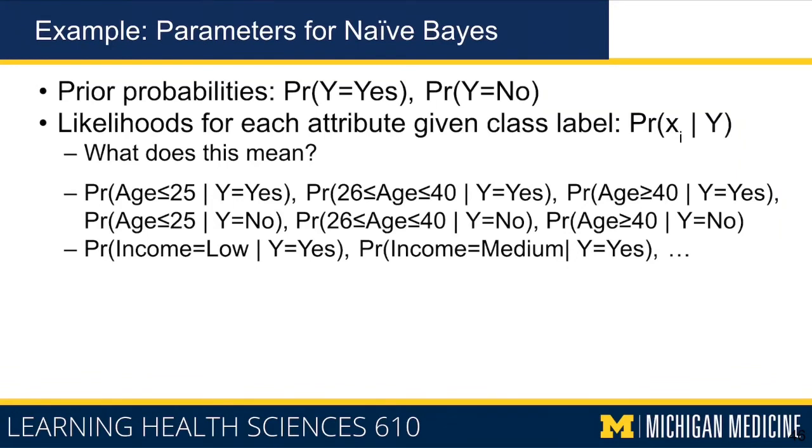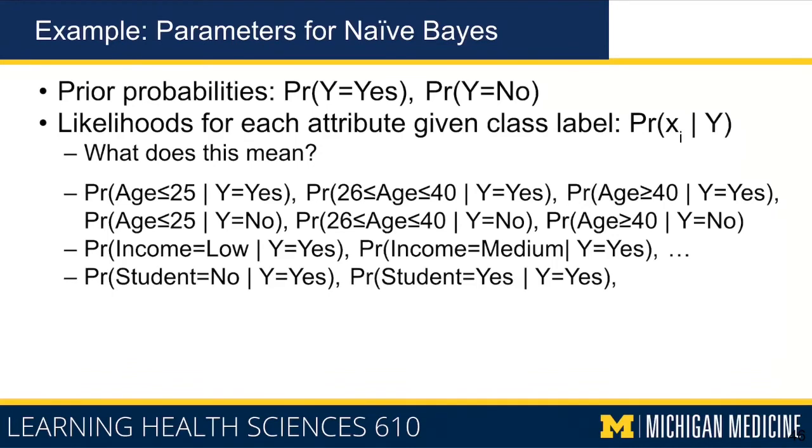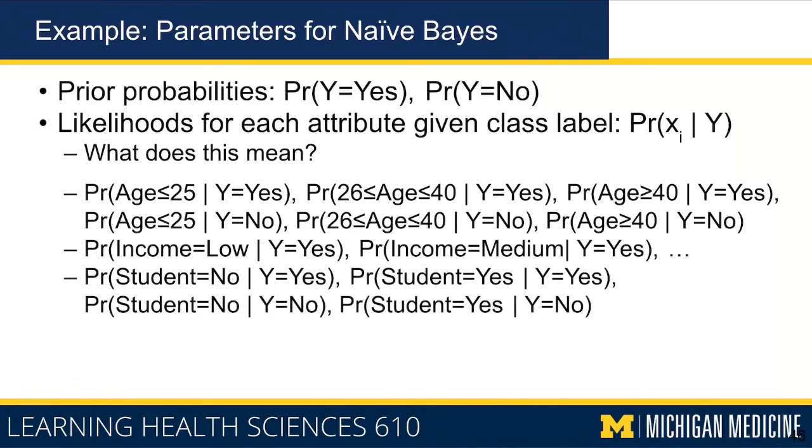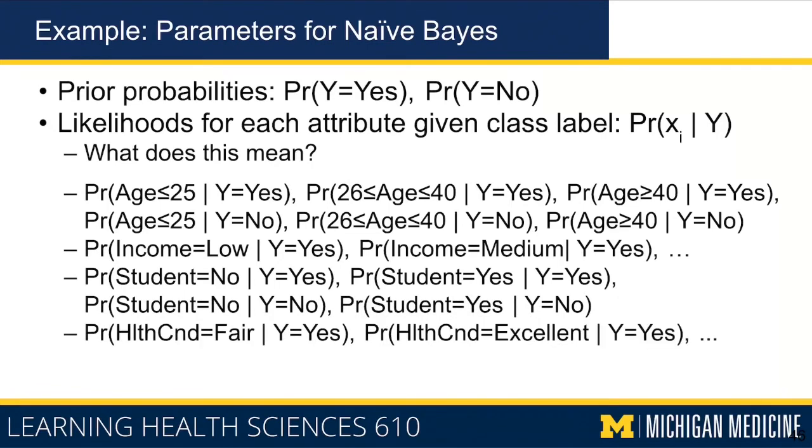Because age has 3 values it can take, and label can take 2 values. Same way, income can be low, medium, or high, and label again can be yes or no. So again, there are 6 different numbers. You also need to know student is yes or no given label yes or no. So again, that is these 4 numbers. And the same way with health condition being fair or excellent given label yes or no.